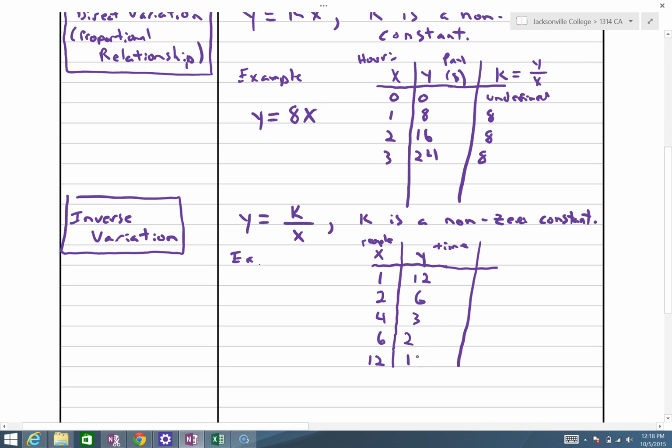That makes perfect sense. Here, to find this k, we're simply going to multiply x times y. 1 times 12, that's 12. 2 times 6, 12. 4 times 3, 12. 6 times 2, 12. 12 times 1, you guessed it. So in this case, the product of all of these x's and y's will be one constant.